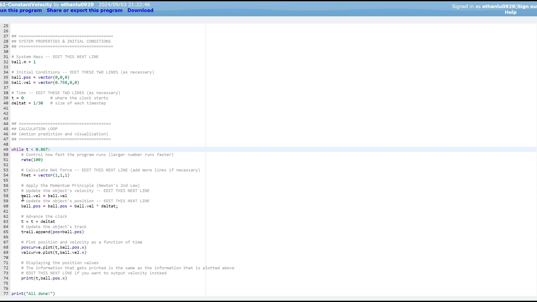And then we know that the velocity is constant, so the ball velocity here is constant, and the ball position updates by adding the current ball position to the ball velocity times the delta t. Alright, let's go back.